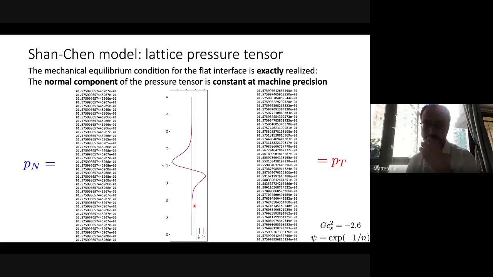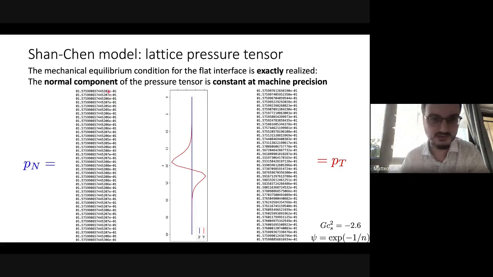One important property of the lattice pressure tensor is that, if one looks at a flat interface, the equilibrium condition of the flat interface is that the normal component of the pressure tensor to the interface has to be constant. That's the mechanical equilibrium condition. And this requirement is implemented up to machine precision by the lattice pressure tensor, which is a very important property. As you can see, I reported it both graphically and numerically. For the normal component, I report 15 digits, which is the precision of a 64-bit floating point number.